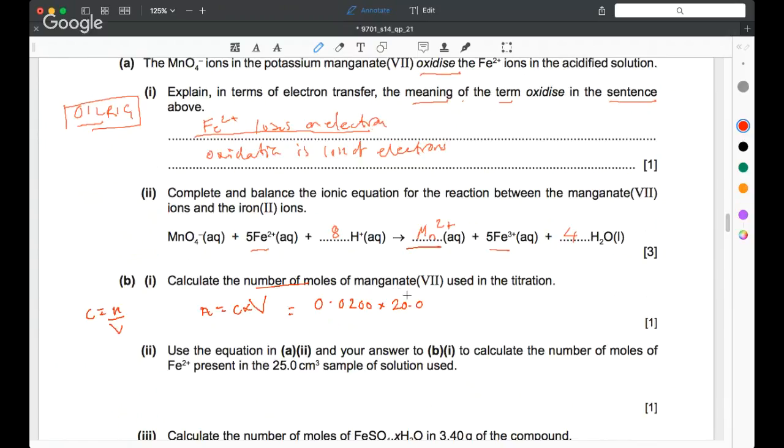But just watch it. The concentration is moles per decimeter cubed, and so you've got a volume here that's in centimeters cubed. You've got to change that from centimeters cubed to decimeters cubed. You do that by dividing by 1,000. And so you do that calculation, and you end up with 4.00 times 10 to the minus 4, and we're working with an amount, the number of moles, so the unit there is moles, mol.